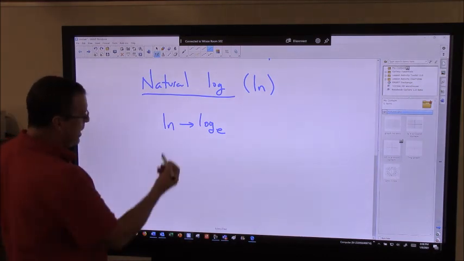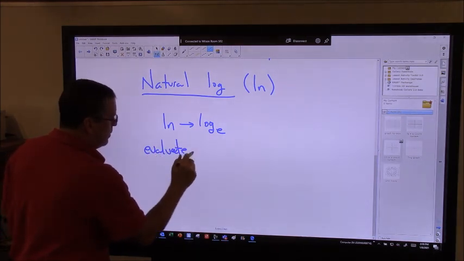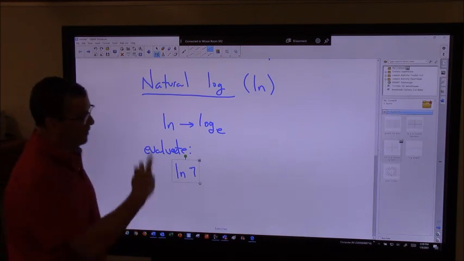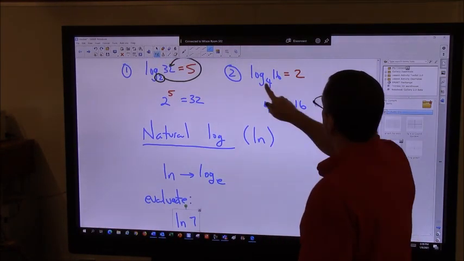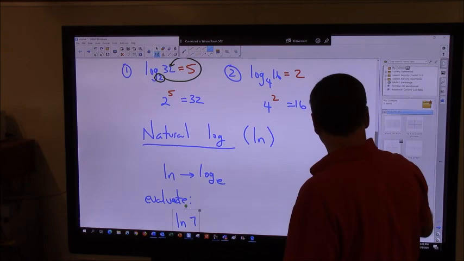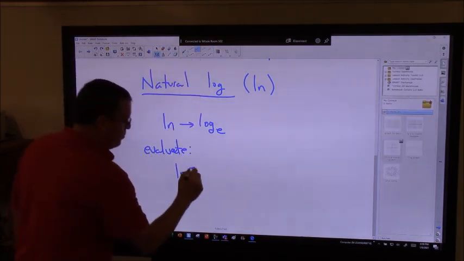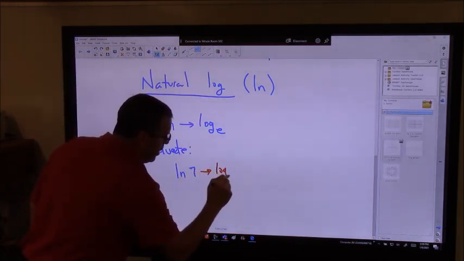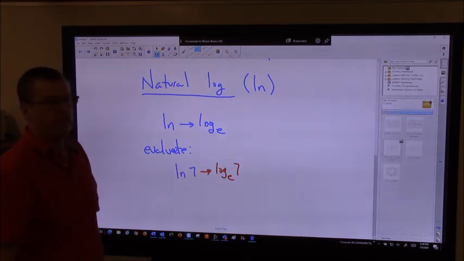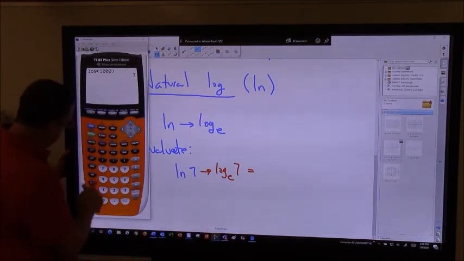So if I ask you guys to evaluate natural log of 7, let's go back up and review what we just talked about. When I asked you what log base 4 of 16 is, that meant 4 raised to what exponent equals 16? Well, now this is really log base e. I wouldn't write this down normally, but this means log base e of 7. And so now we're saying e raised to what exponent equals 7? Well, because we have a calculator button, I can figure that out. So I go to my calculator and I go natural log of 7.